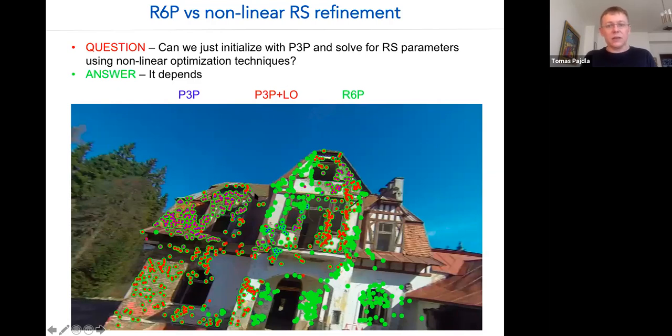So the red one started with this blue piece, recovered the model from the blue ones, and there are some blue also here, and then added a more complex model, a rolling shutter model, used all the recovered blue points, estimated parameters of the model, and that brought him to get points which are red. The green guy in this particular case started right from the beginning with the rolling shutter model. It was the global one, the one which was optimized by R6P.